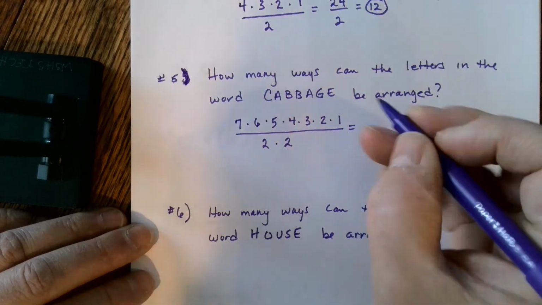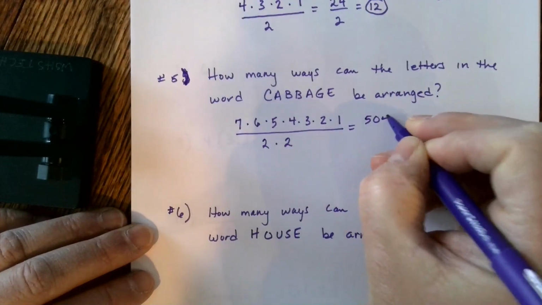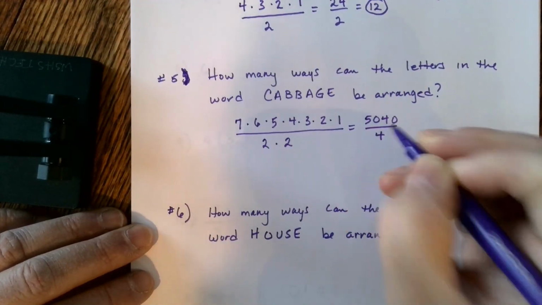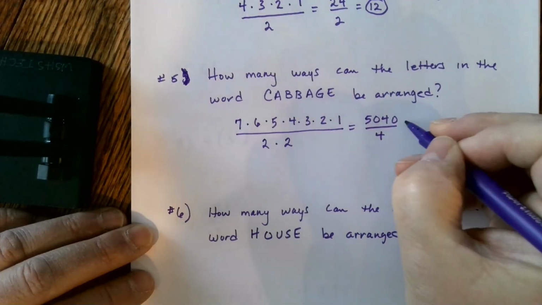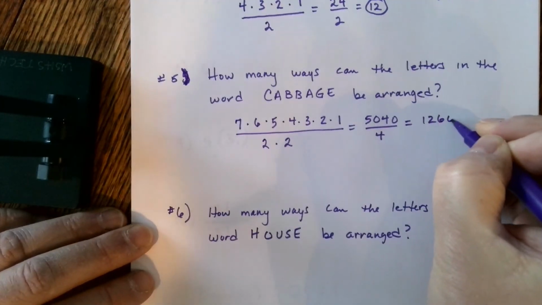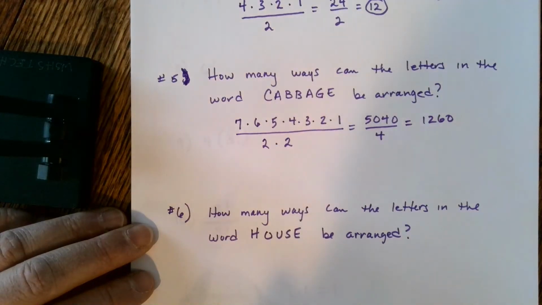And you end up with 5,040, all divided by 4, which is 1,260 possible ways that the letters in the word cabbage could be rearranged. Again, we're focusing on outcomes.